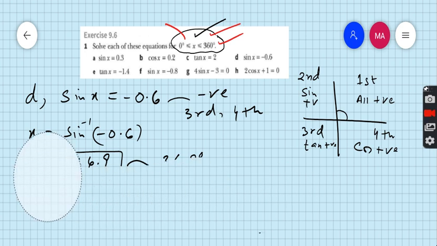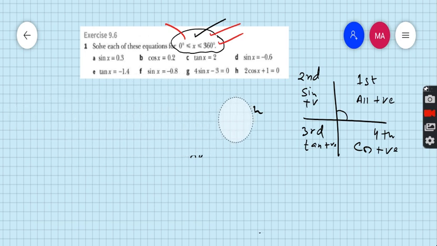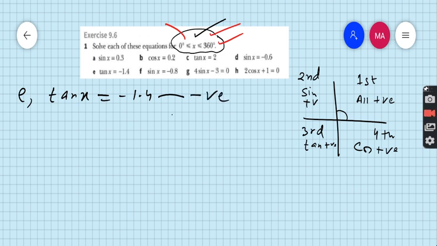Come to part E. Part E is tan x is equals to minus 1.4. So tan is negative. tan is negative in which quadrant? Second and fourth. So one value should be less than 180, greater than 90, and one value should be greater than 270 and less than 360.